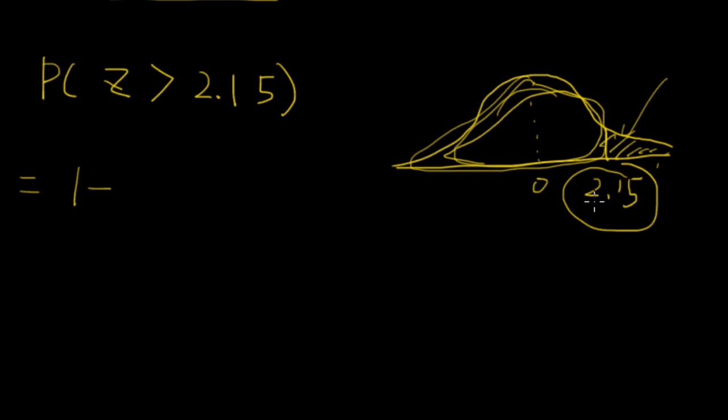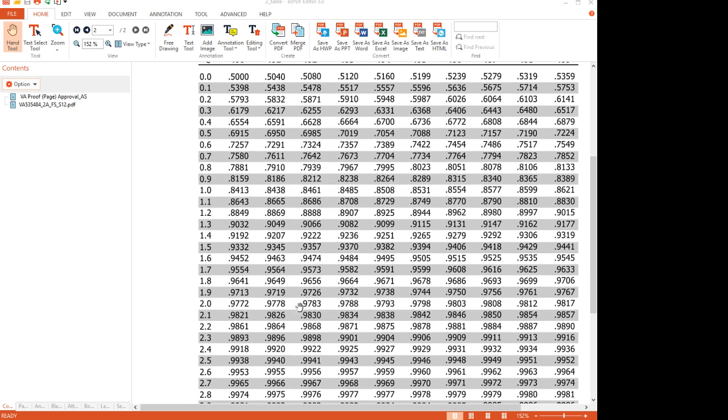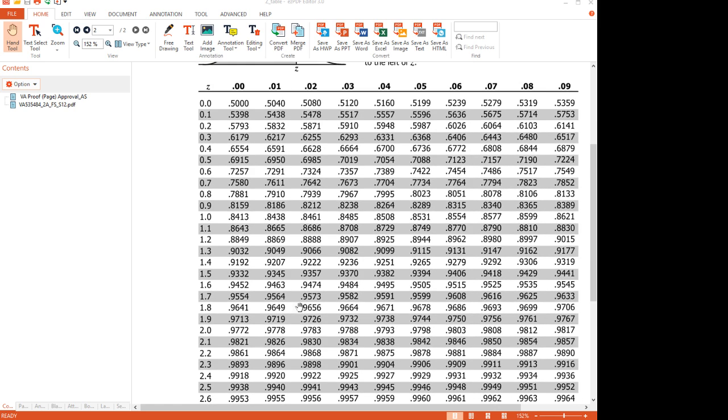So how do we find 2.15? If you go to that table again, 2.15 should be this number right there, right? 2.15. 0.9842, right? 0.9842.